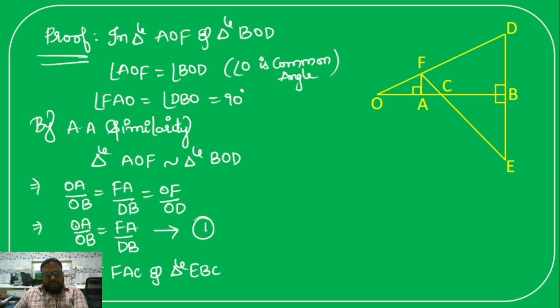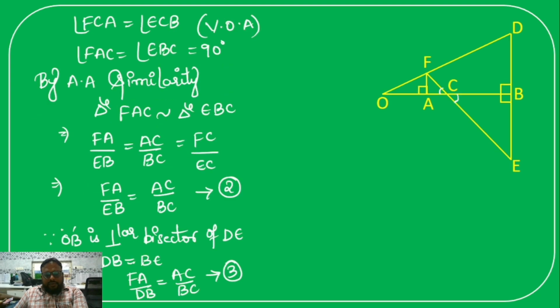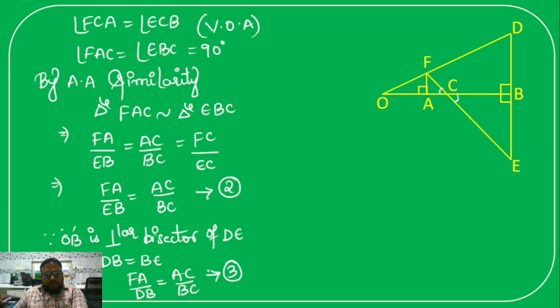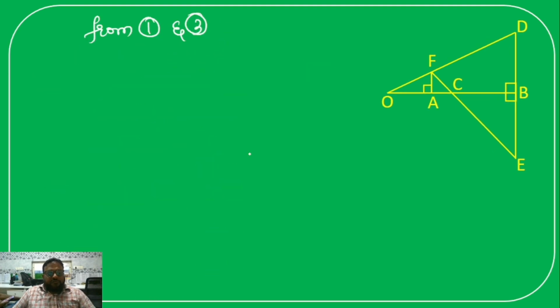And what was our first equation? OA by OB is equal to FA by DB. So from 1 and 3, FA by DB is common, right? Here you can see FA by DB and here FA by DB. When those two are common, then of course you can equate OA by OB to AC by BC. So from 1 and 3, AC by BC is equal to OA by OB. Or in the reverse way also you can write it, no problem. OA by OB is equal to AC by BC, or AC by BC is equal to OA by OB. So I hope you got up to here.